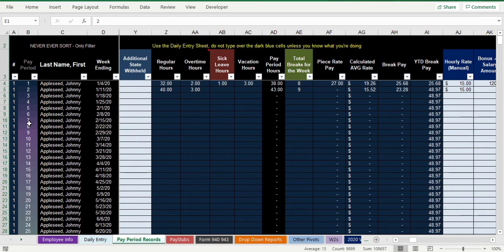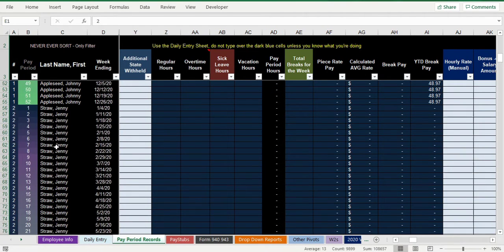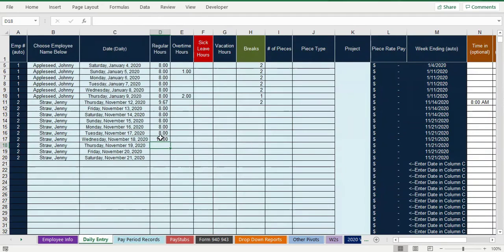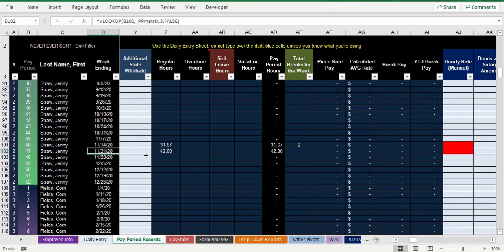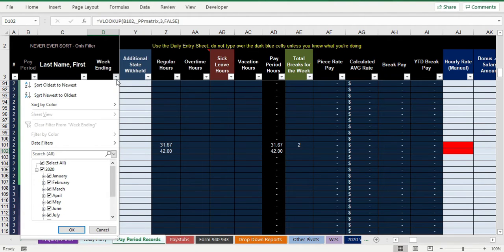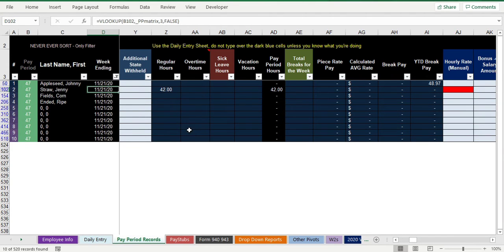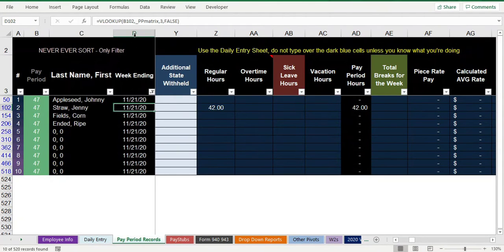So in this area, let's look at Jenny Strauss, the pay period that we're working on. A good way to filter for all this is, let's give her a lot of hours here. Let's give her like 12, 12, 12 and see what that does. Let's say that for Jenny Strauss, we care about just this 11/21 pay period. Click this filter here under week ending in column D, unselect everything, and choose November, the 21st. Then you see everybody who's getting paid on the 21st pay period right here.